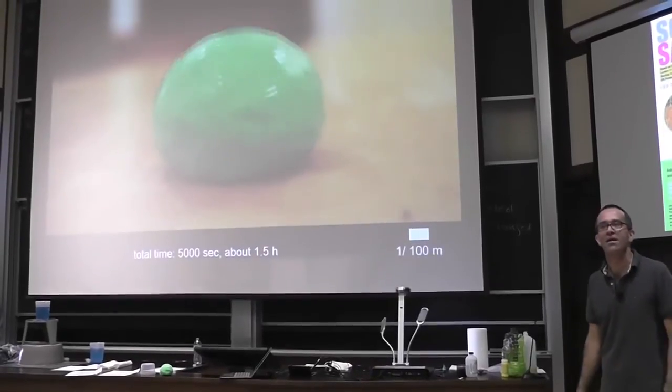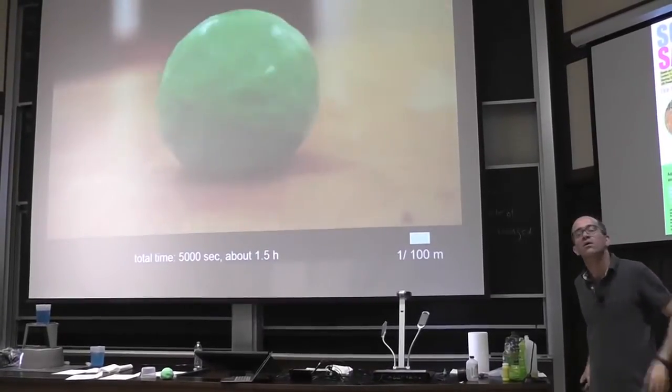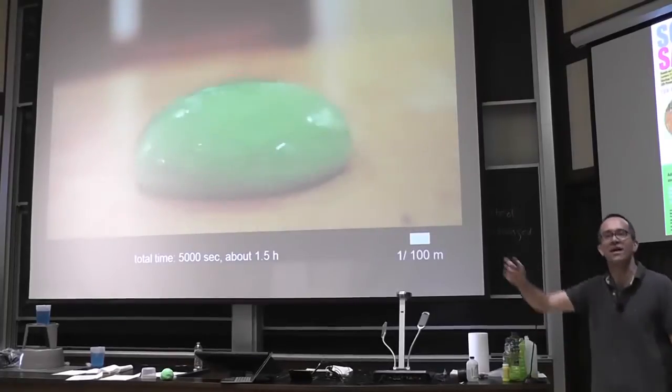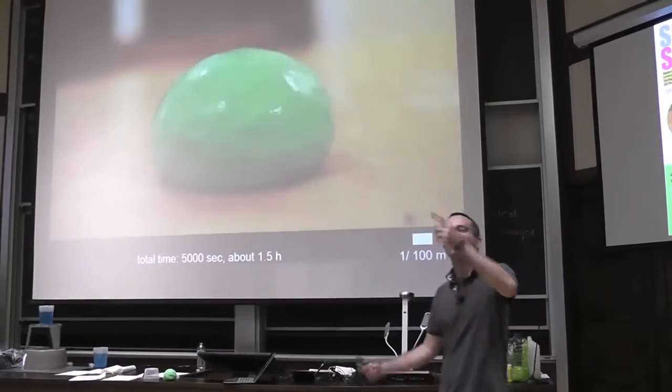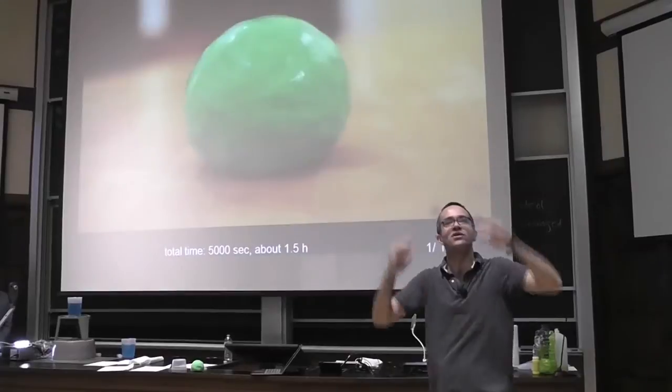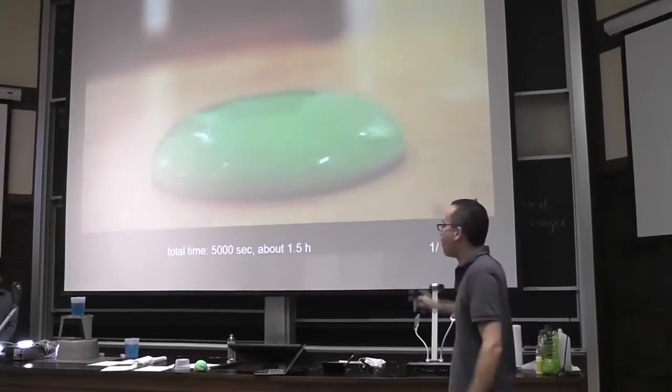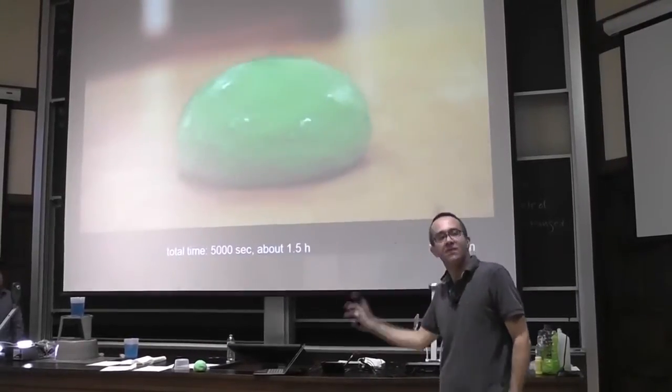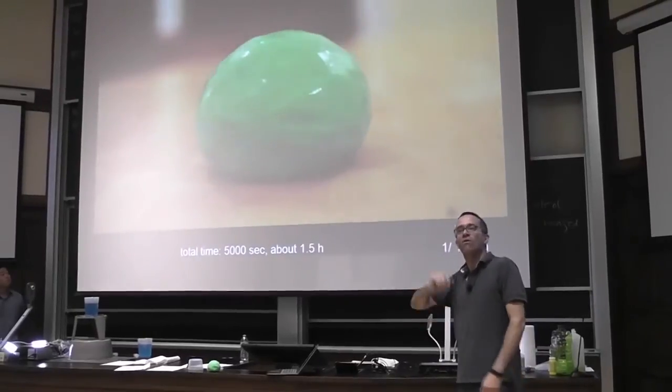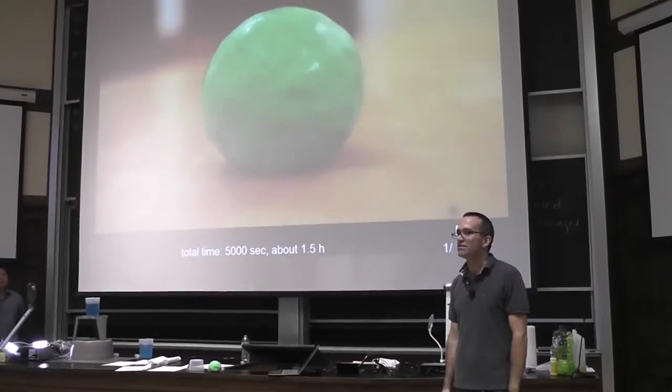Any questions about that? Yeah, blue shirt. What is it made of? Great question. Excellent. So that's the big question. What is the stuff made of? Why does it act like a liquid but is so darn slow? Anybody have ideas?